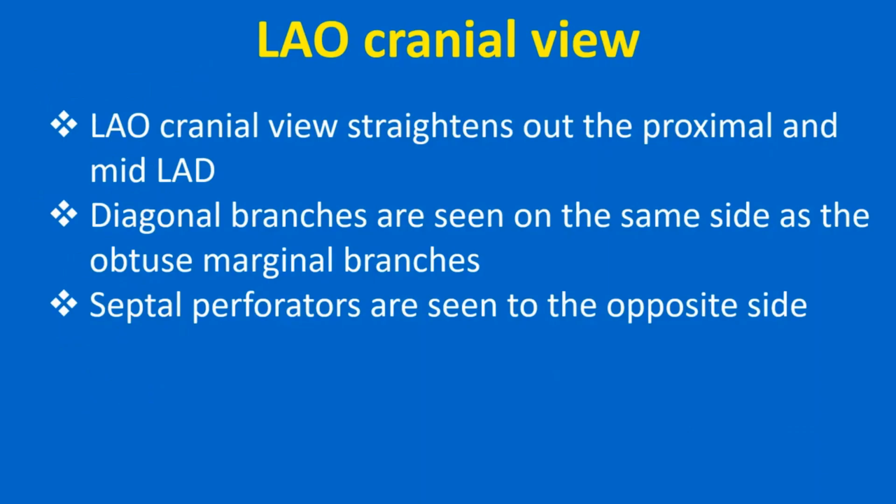LAO cranial view straightens out the proximal and mid LAD. Diagonal branches are seen on the same side as the obtuse marginal branches. Septal perforators are seen to the opposite side.